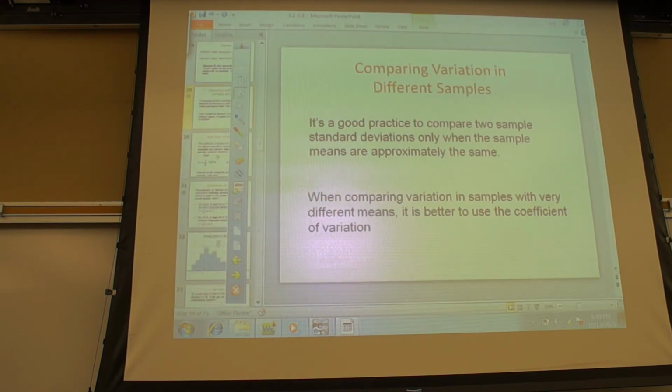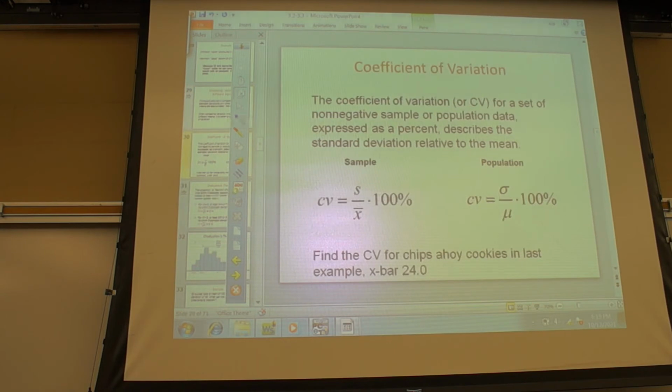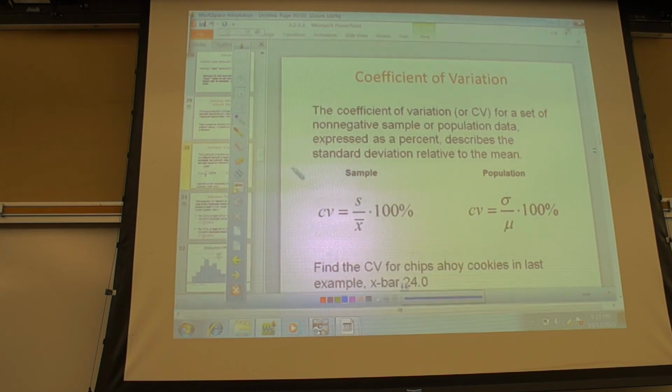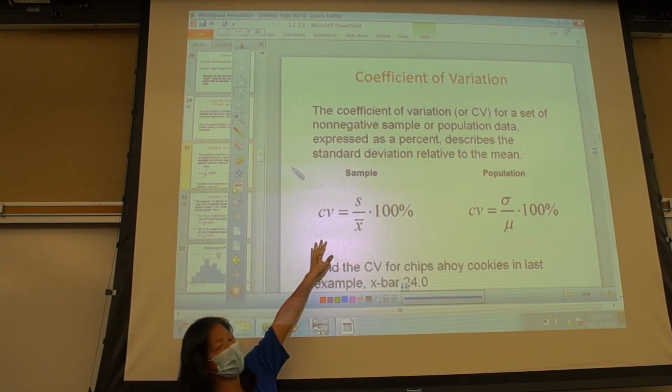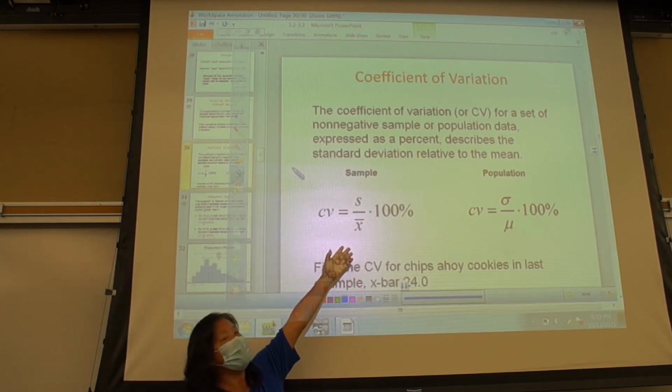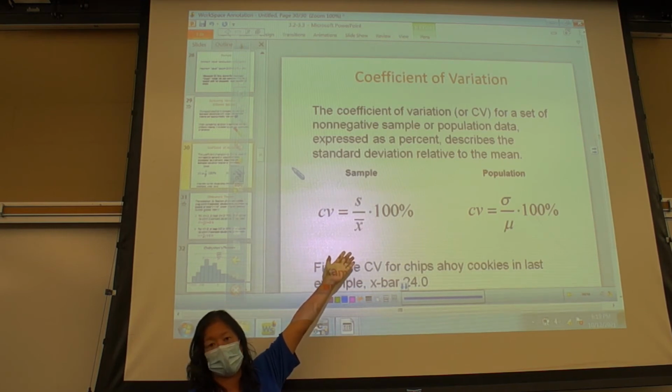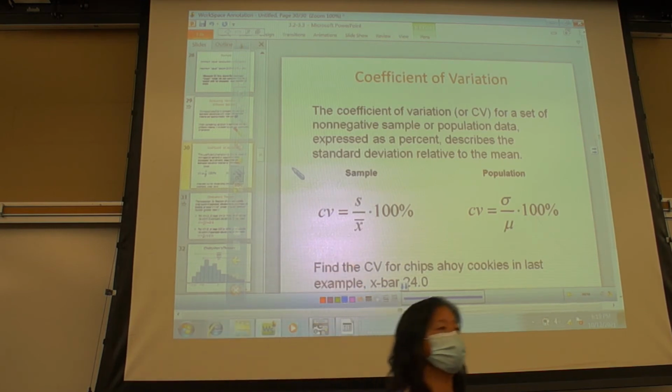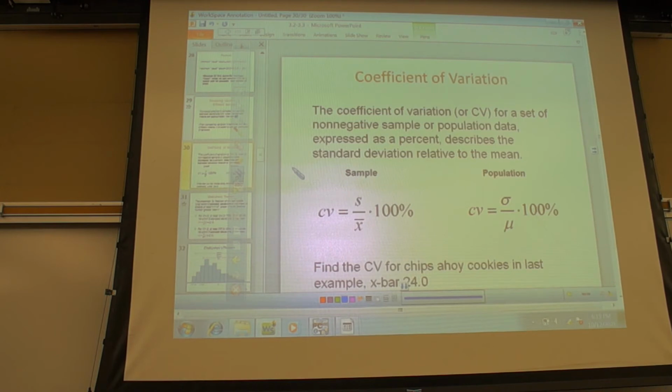How do we find it? We take the coefficient of variation, and we find it by taking our standard deviation and dividing it by our average. In other words, what percentage of the whole does our standard deviation represent?